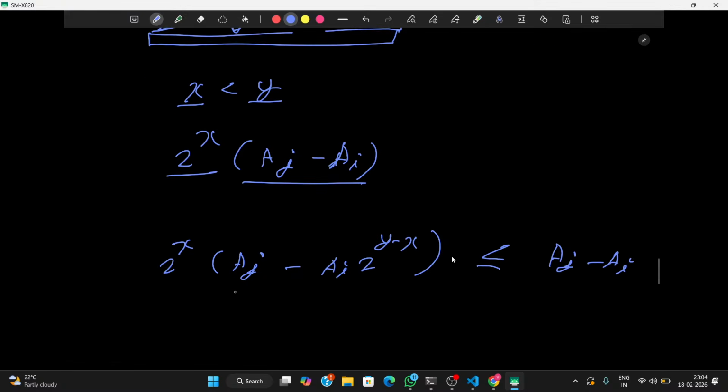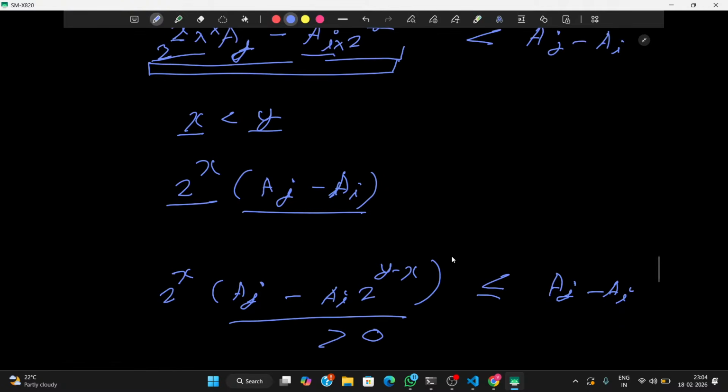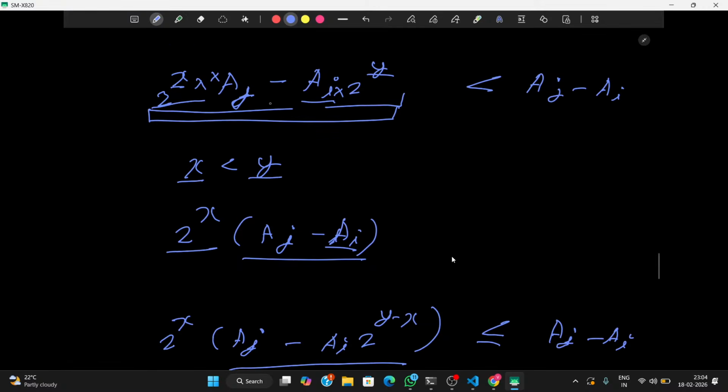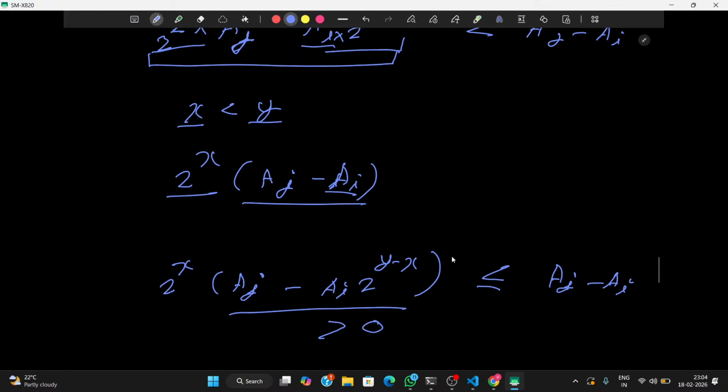And you also know that this value should be greater than 0 first of all, for this to be a valid equation, because we don't want to make AI greater than AJ right now. Right now, what we are focusing on is we need to decrease the difference between these two elements. We don't want to change their order. We just want to decrease the difference between these two elements.